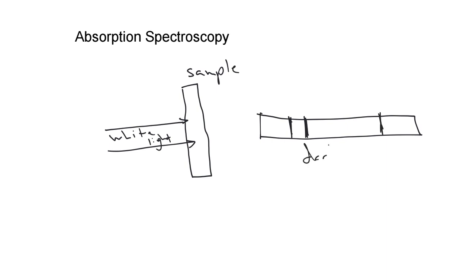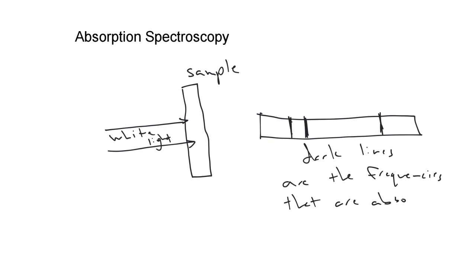So the dark lines are the frequencies that are absorbed. And so that's why absorption spectroscopy is often called dark line spectroscopy, and emission spectroscopy is often called bright line spectroscopy. And these work exactly the same way.